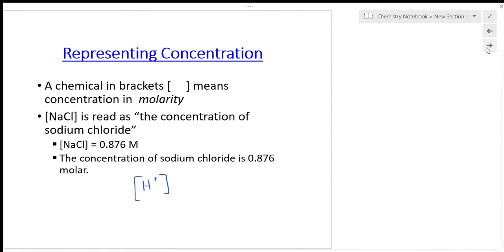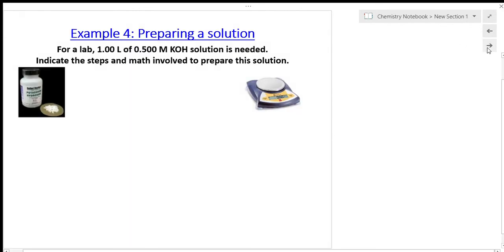All right, here comes our last example. We are going to be preparing a solution. It says for lab, 1.00 liters of a 0.500 molar potassium hydroxide solution is needed. Indicate the steps and math involved to prepare the solution. Notice right here, this is what the potassium hydroxide looks like. It is solid pellets, and we have to figure out how much to add. We are going to use an electronic balance right here and dissolve it in our volumetric flask.